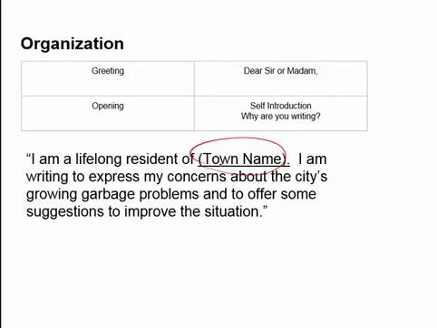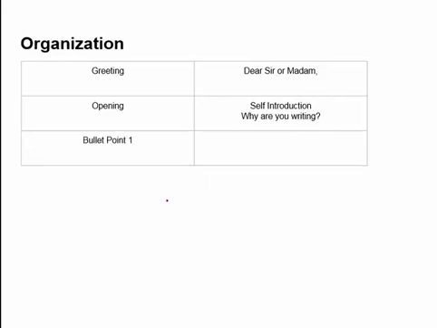I'm writing to express my concerns about the city's growing garbage problems. There's a nice paraphrase of the topic from the prompt. And to offer some suggestions to improve the situation. Okay, so here we've given the reason why we are writing the letter in our first short paragraph at the top of the letter. Then all you need to do is go through the bullet points on the prompt, and that will be the topic for each small paragraph in the middle of your letter.